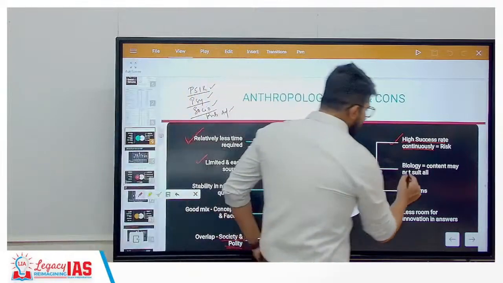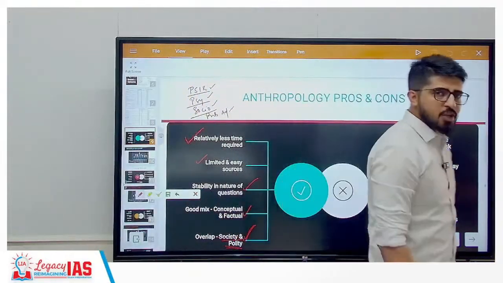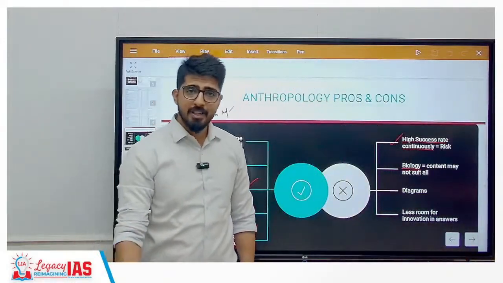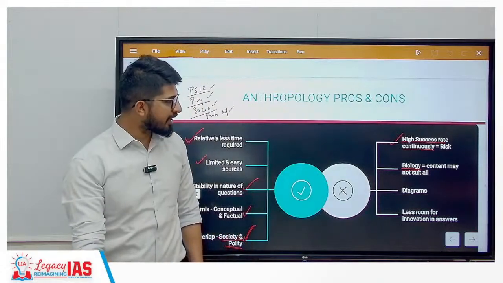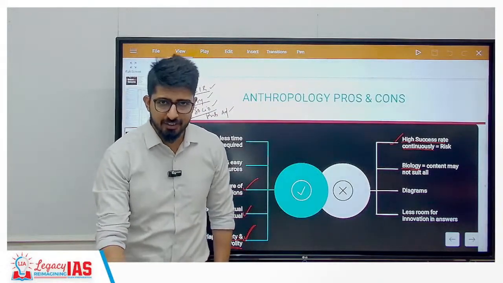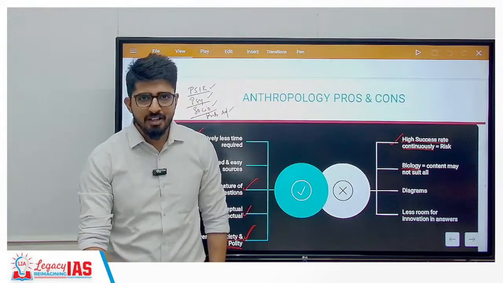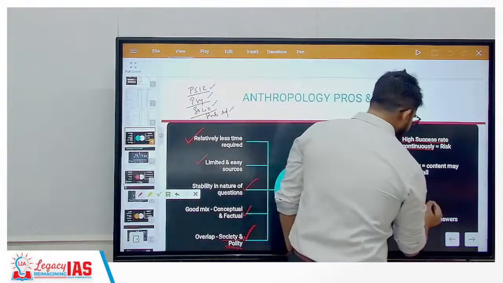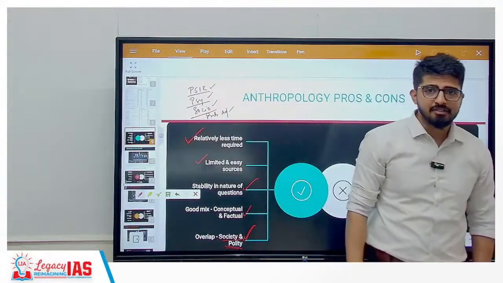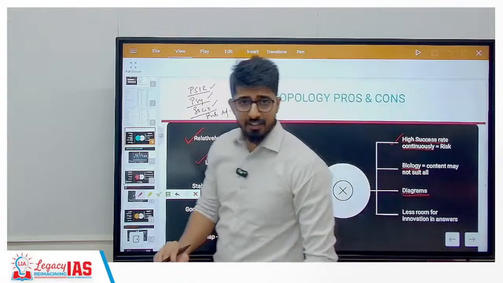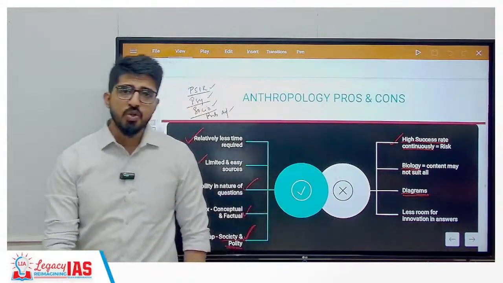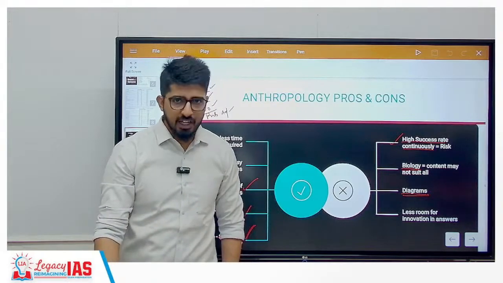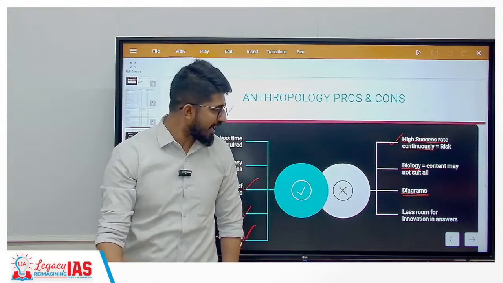Second, biology related terms are quite a lot. So people who have difficulty with the biology related terms, I think you have to give a look at certain chapters and then make a decision about this particular optional. And diagrams, you don't have to be outstanding with it, you have to be at least good at it to an extent. When you draw a hand, it should look like a hand. It should not look like a leg.